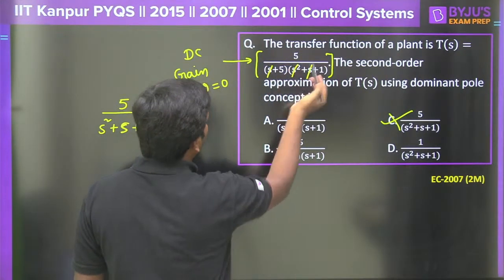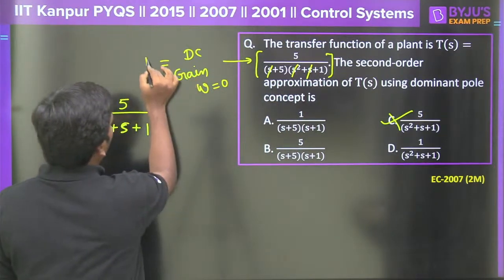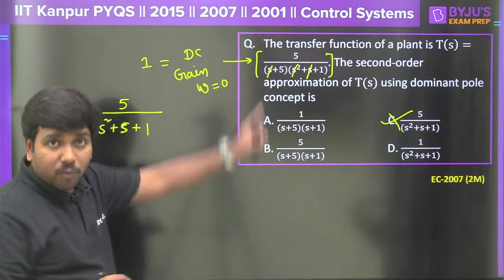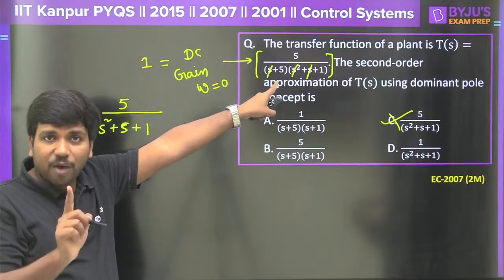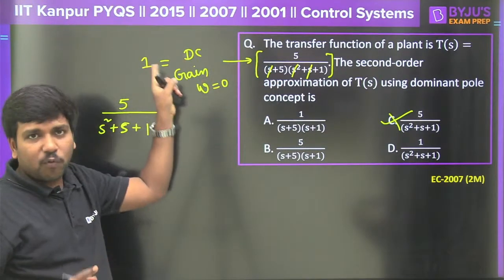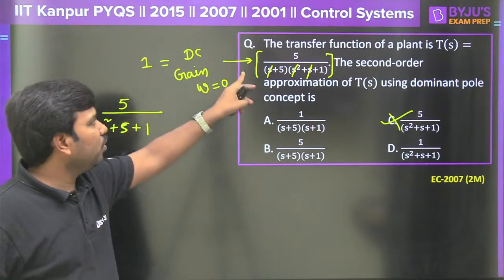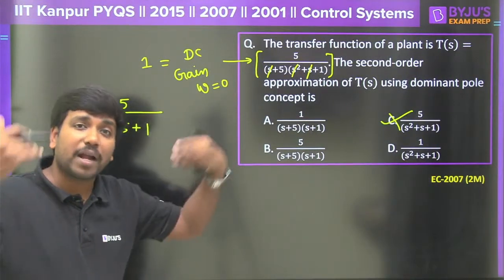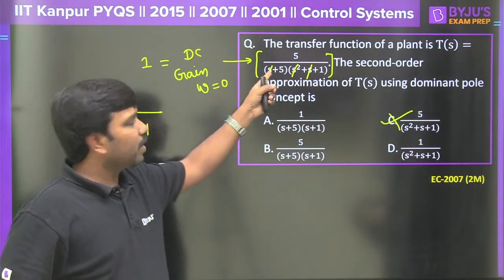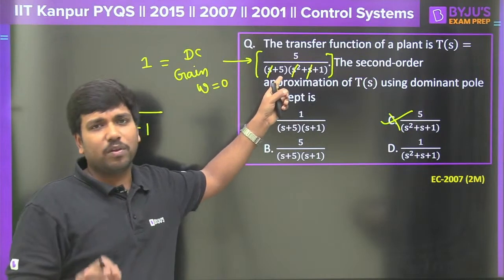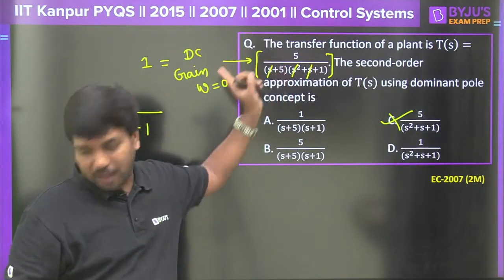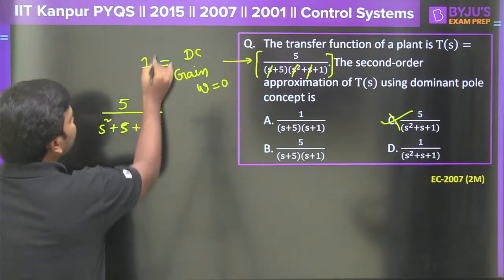So 5 divided by 5, you will be having that as a 1 here. So that means the original transfer function has a DC gain equal to 1. In an easy way, I told you that omega should be 0 in the magnitude function. In simple terms, wherever s is there, you can keep 0 to get the answer here. So the DC gain is 1.